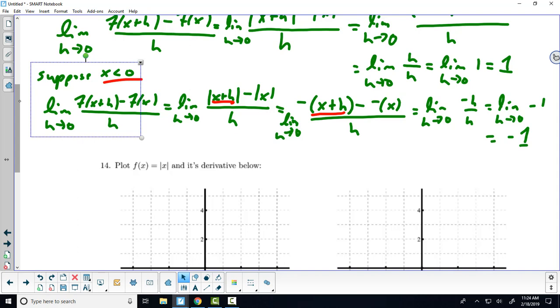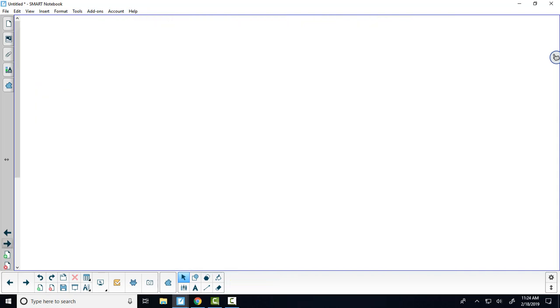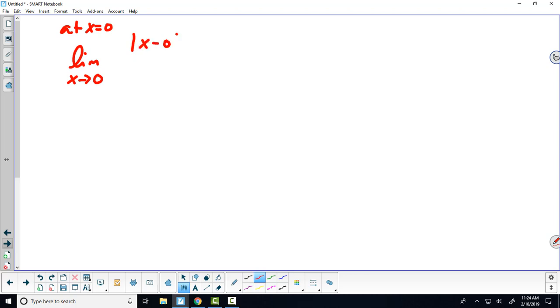All right, I know we're about out of time here, folks, but I want to finish this story. I don't want to leave you hanging. So finally, at x equals 0, I'm going to return to the pointwise definition, because here I'm assuming x is a specific value. Let's return to the pointwise definition of the derivative. I would have the absolute value of x minus 0 all over x minus 0.